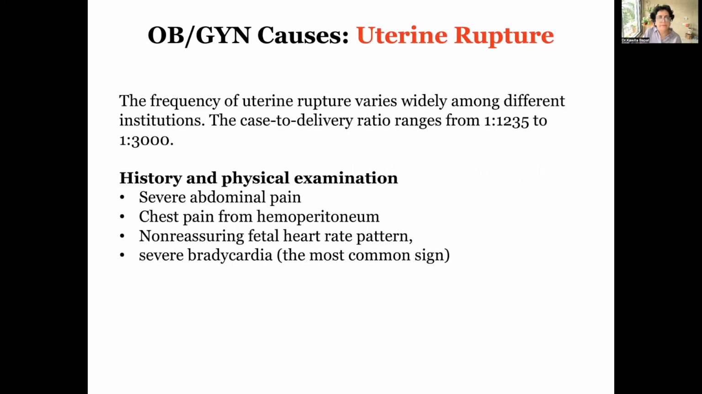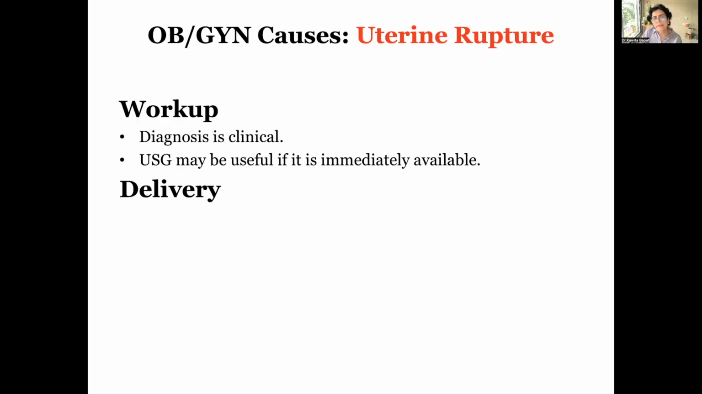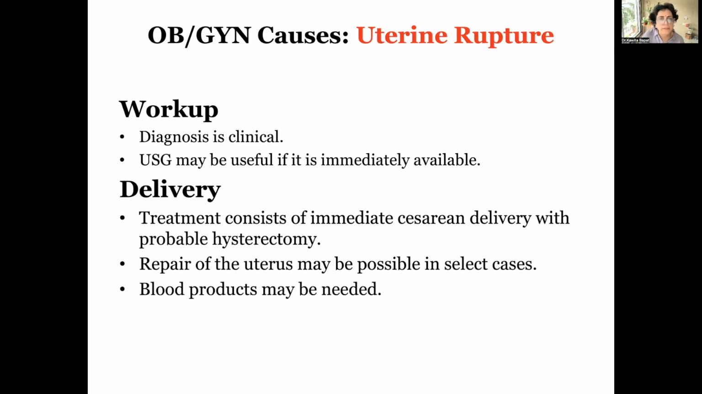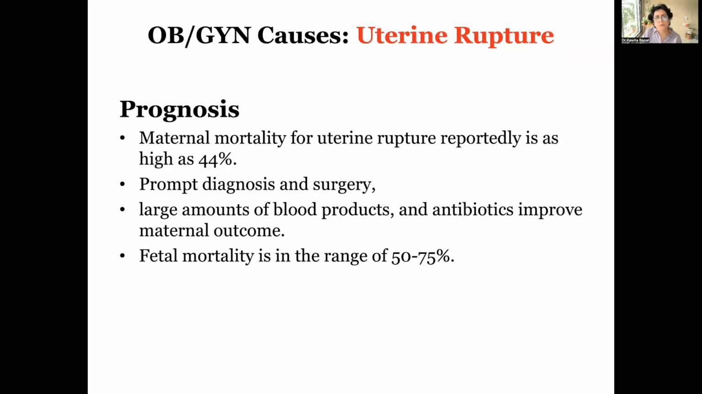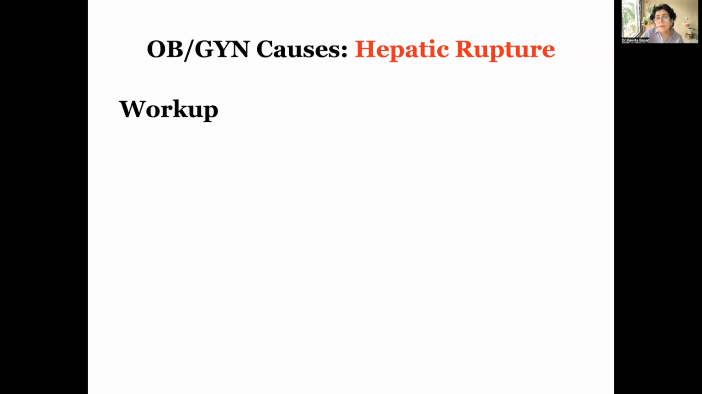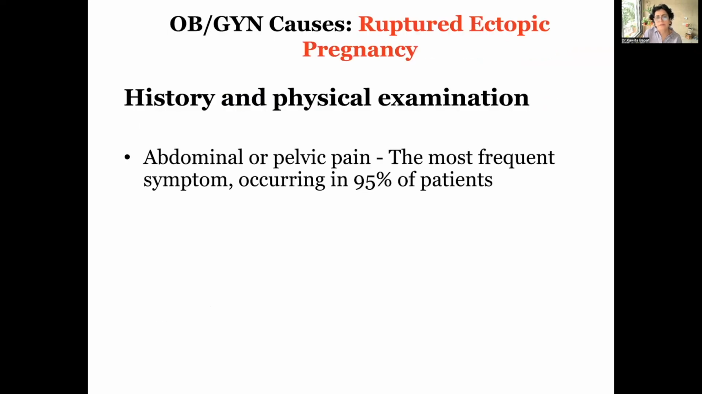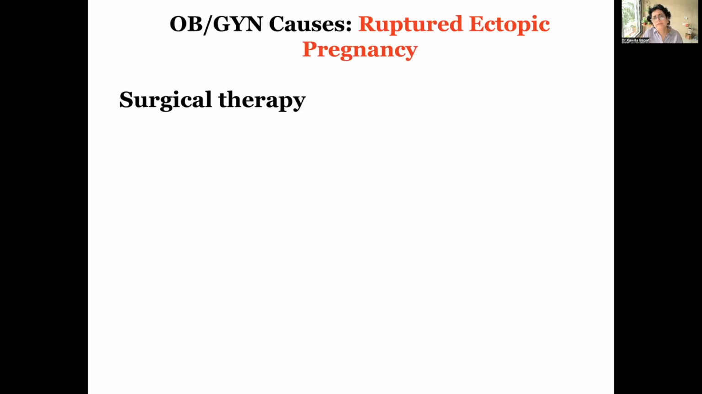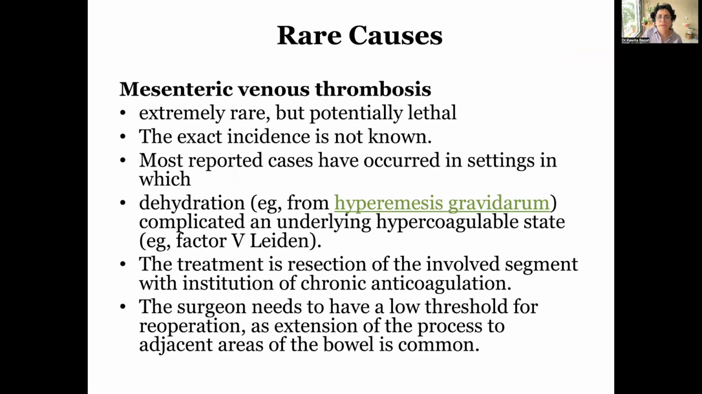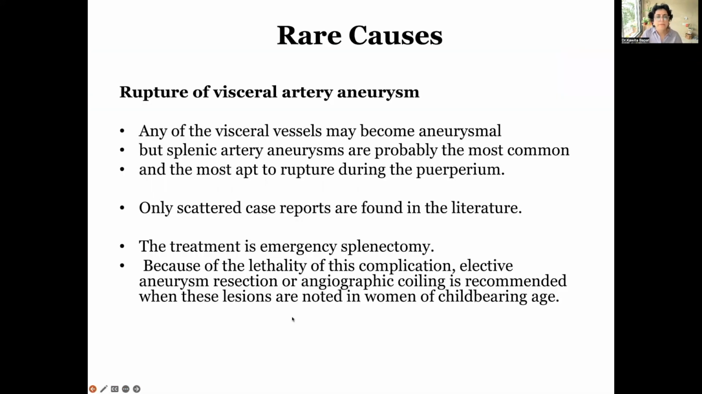Uterine rupture is another big cause, and we should make the right diagnosis. Sonography is useful, and treatment consists of emergency cesarean delivery. The acute abdomen is one of the most important causes of maternal mortality and morbidity. So the workup matters, and hepatic rupture is another. I have given a big list. Even a ruptured ectopic is there. So these are the important causes, but rare causes include rupture of a visceral aneurysm and any vessels may be involved.